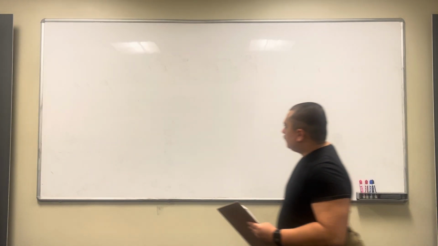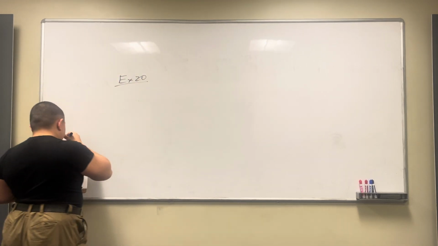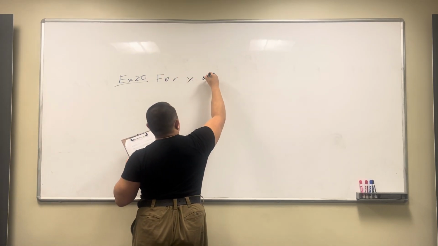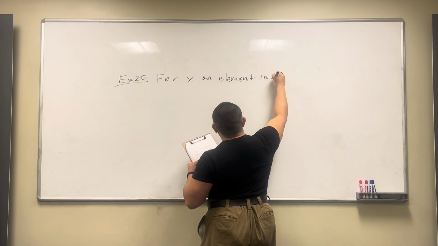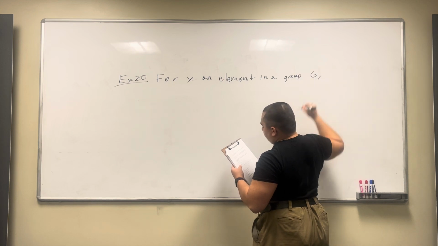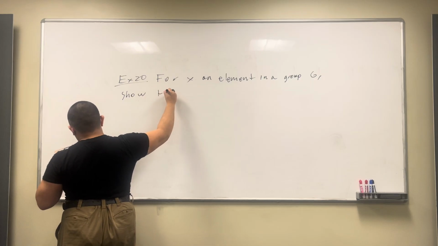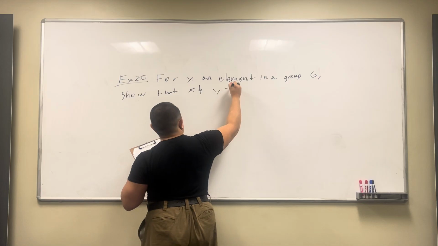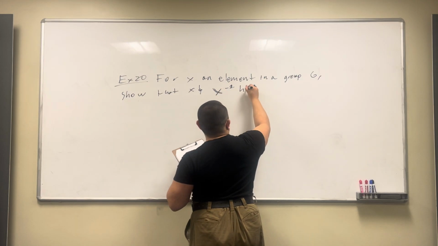So in exercise 20, we're told that for x, an element in a group G, to show that x and x to the negative 1 have the same order.